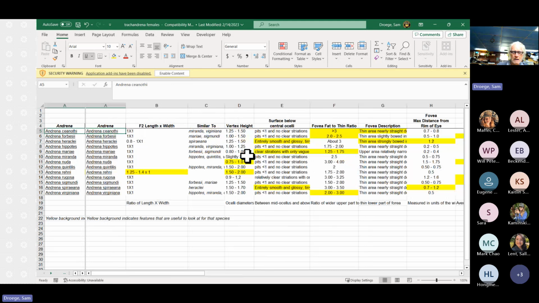Remember, we said Miranda and Virginiana, so we can look at Virginiana and look for the differences here with that other one. So, for example, if we go to move that out of the way, we go back to here.